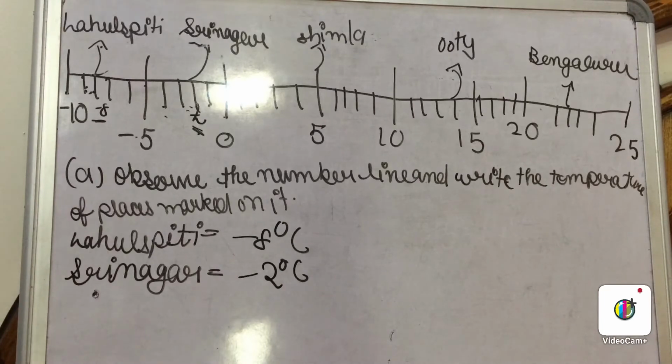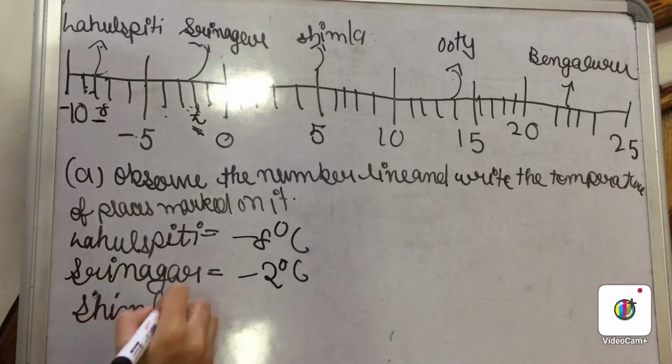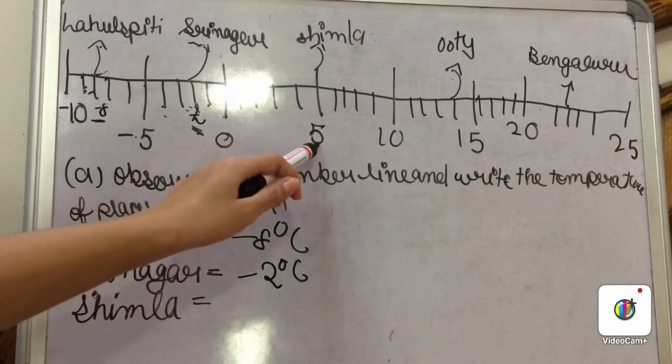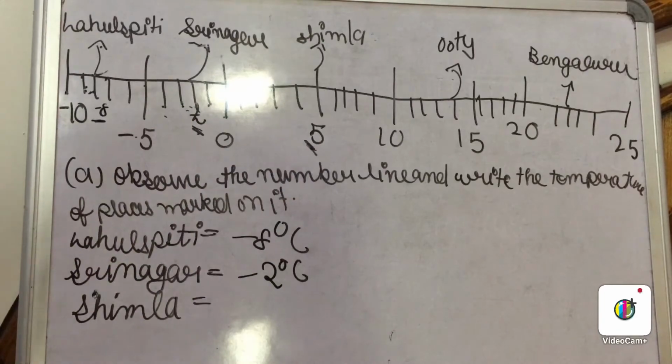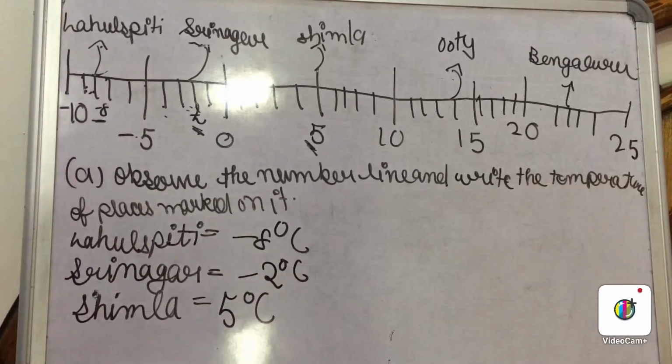Wasn't it easy? Now let us move to our next place, which is Shimla. Let us find the temperature at this place. Actually there is no need to count, it is already given here: 5. So the temperature at Shimla is 5 degrees Celsius.